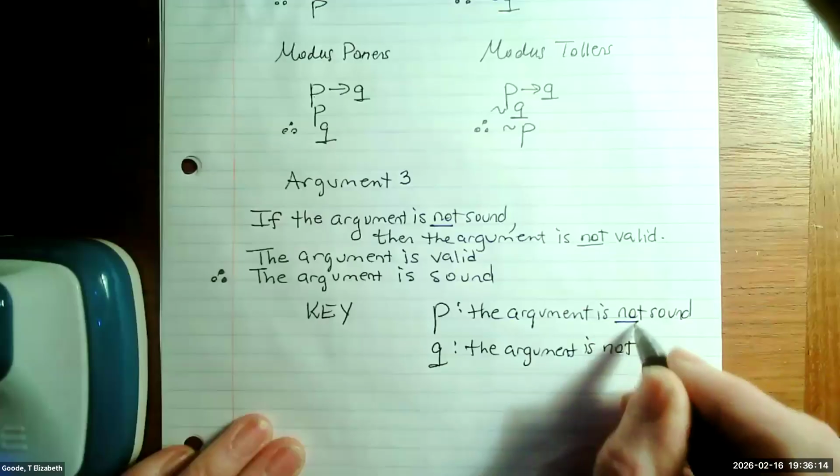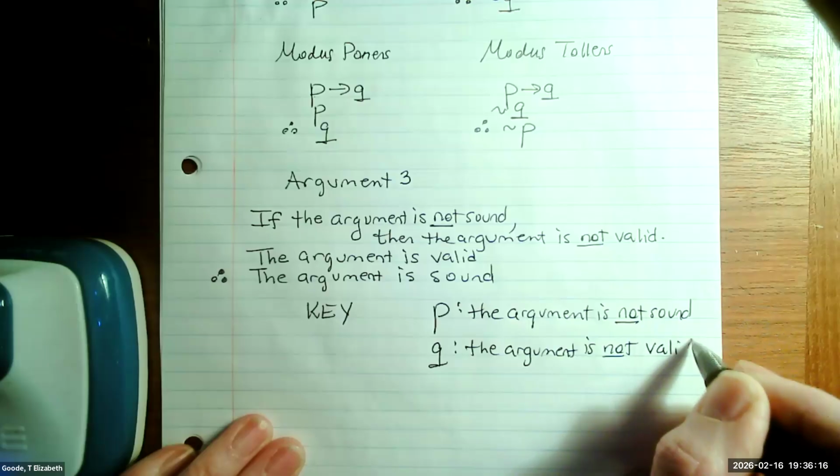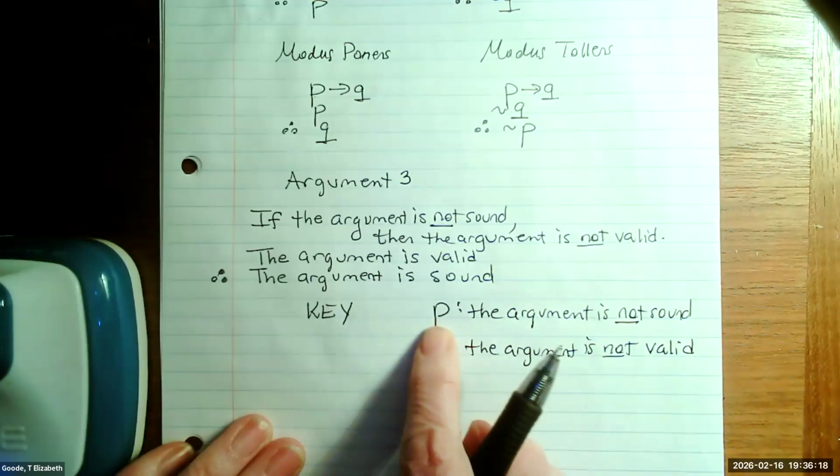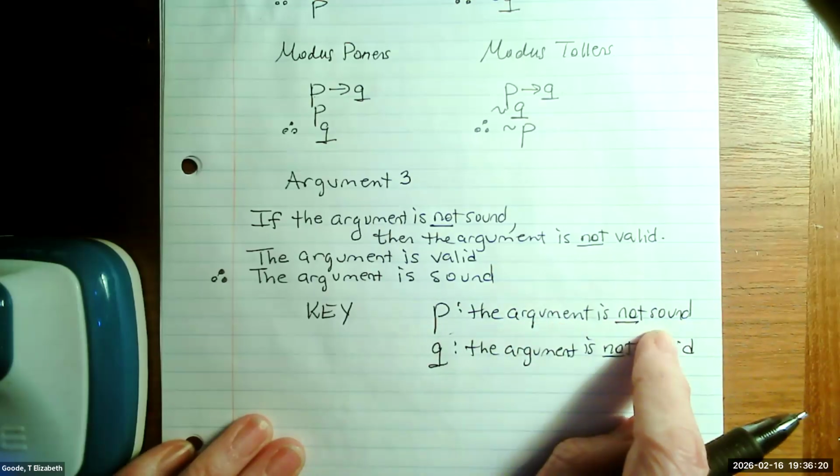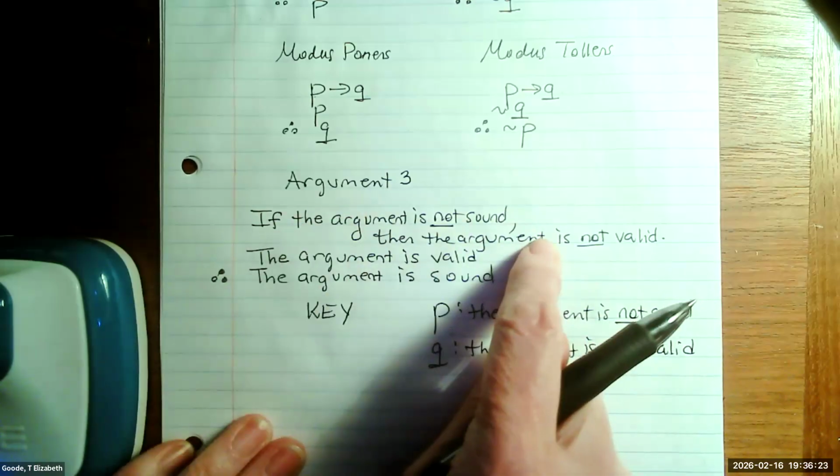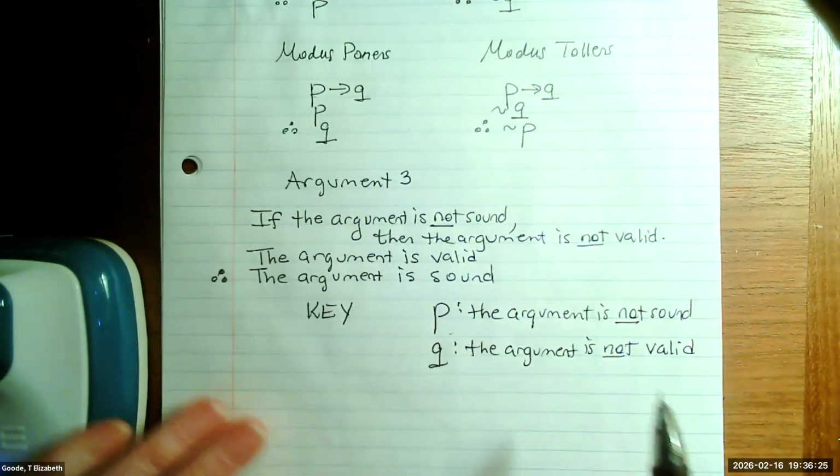All right, that's fine, and you can do it that way. The other way you can do it is just to let P be the argument is sound, and then this would be not P implies not Q. But this is actually easier.